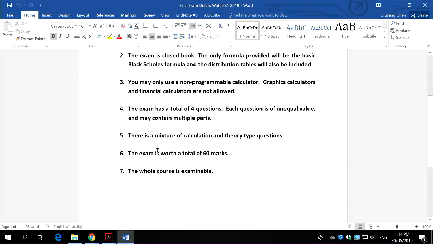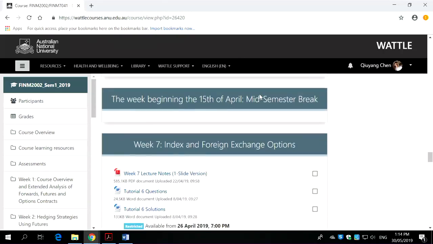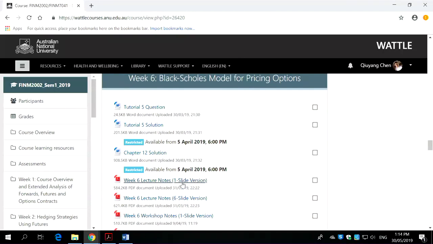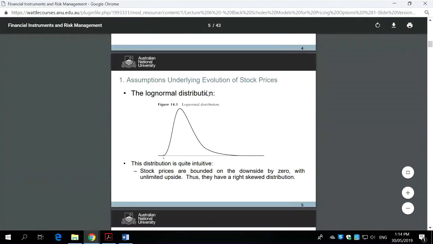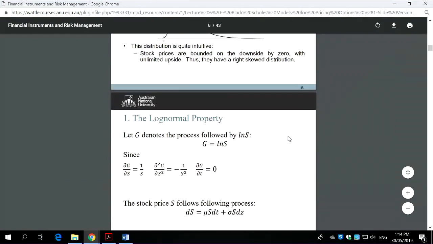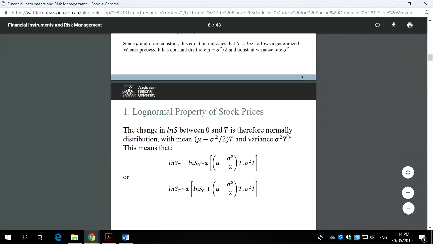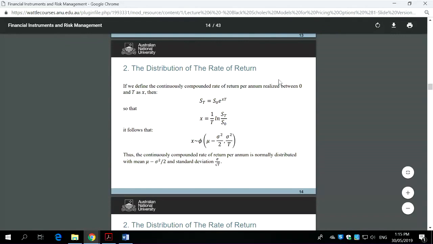All right, and basically the whole course is examinable, except for the part which I mentioned over the weeks, if you still remember. The part I said is not examinable is, if you go back to week 6 and open up the lecture slide, the section number 1, assumption about underlying evolution of stock price, is not examinable, as I mentioned in week 6. So this whole part is not examinable. And then the distribution of rate of return is not examinable.